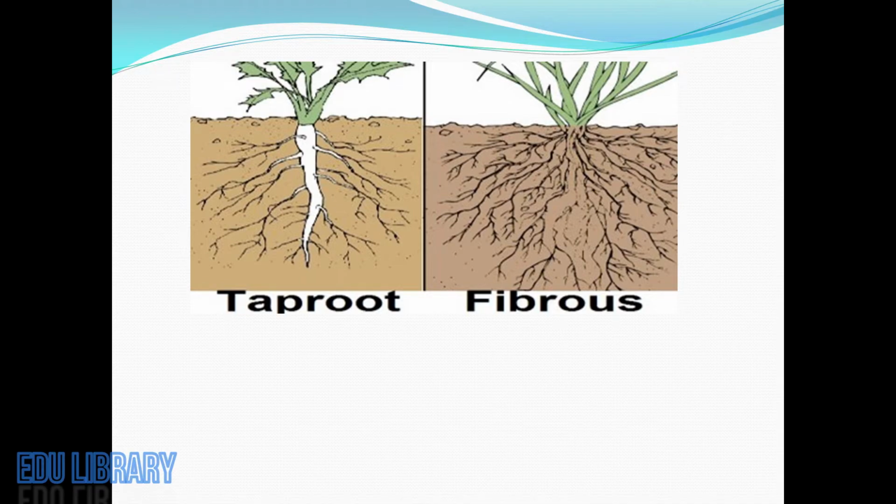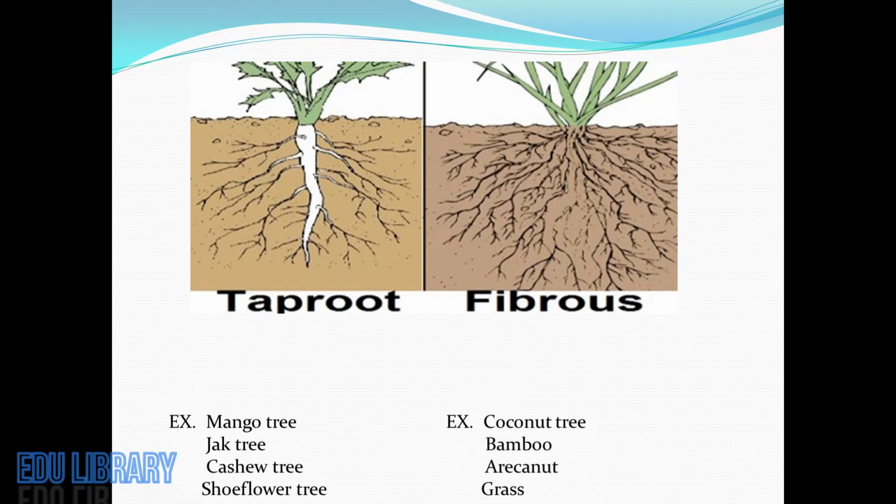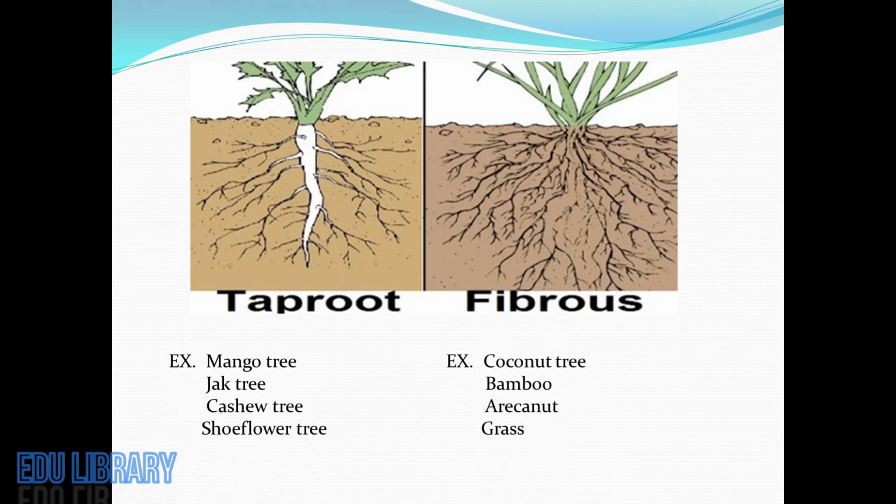Some plants have a large number of small roots which originate from the base of the plant stem. This type of root system is called a fibrous root system. Examples for taproot system: mango tree, jack tree, cashew tree and shoe flower tree. Examples for fibrous root system: coconut tree, bamboo, areca nut and grass.